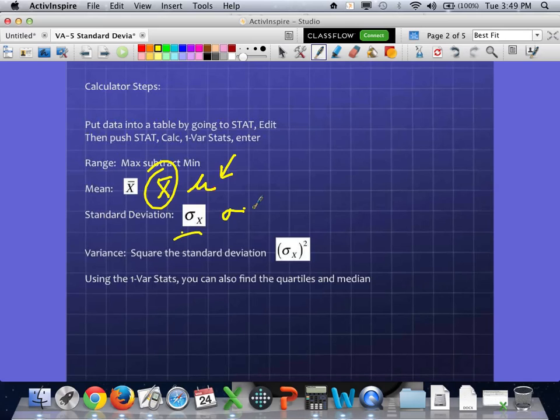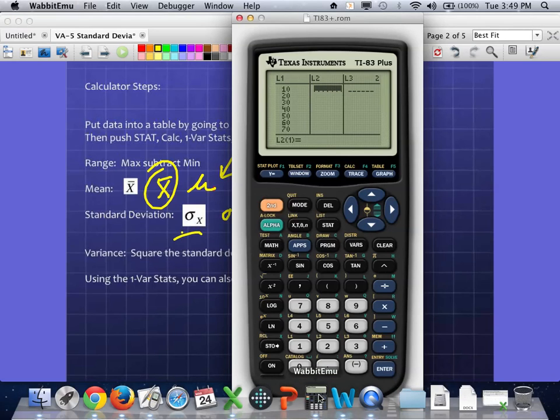So let me go ahead, now that I've got data in there, and I'm going to hit stat. I want to calculate, and we're going to use one bar stat, which is the very first one. And you hit enter, and hit enter again. And it gives you all this data. And if you'll notice right here, X bar is the very first thing that you're going to have in your data, and that is your mean. Okay, that's very important. There's your mean, and you're going to go down here, and you'll see a sigma right here, sigma X, and that is your standard deviation.